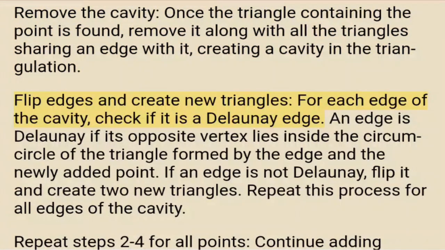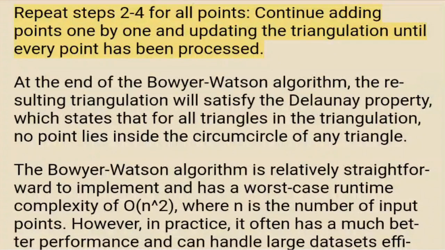Flip edges and create new triangles. For each edge of the cavity, check if it is a Delaunay edge. An edge is Delaunay if its opposite vertex lies inside the circumcircle of the triangle formed by the edge and the newly added point. If an edge is not Delaunay, flip it and create two new triangles. Repeat this process for all edges of the cavity. Repeat steps 2 to 4 for all points. Continue adding points one by one and updating the triangulation until every point has been processed.